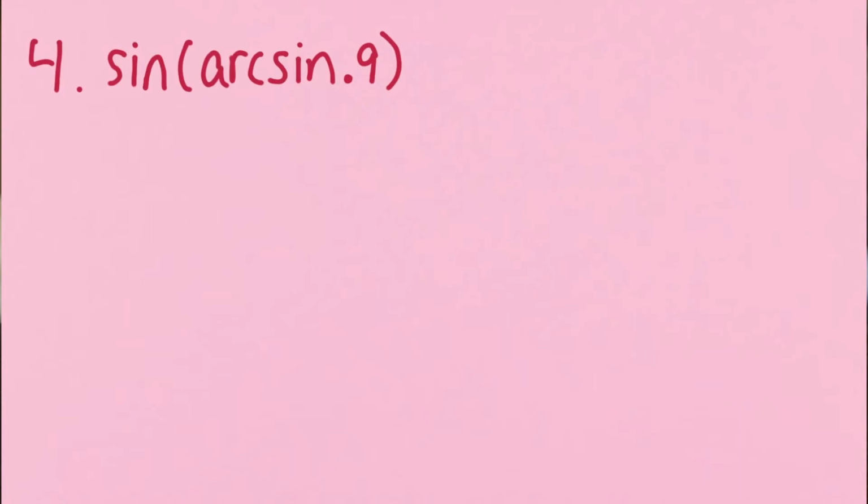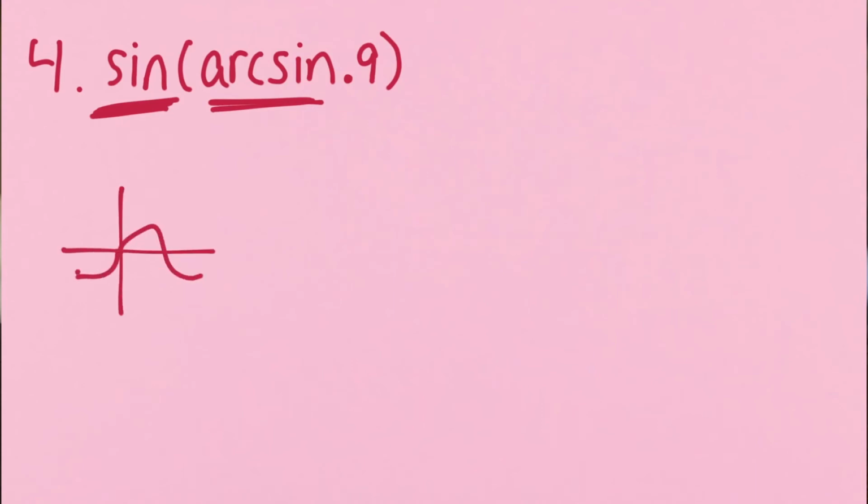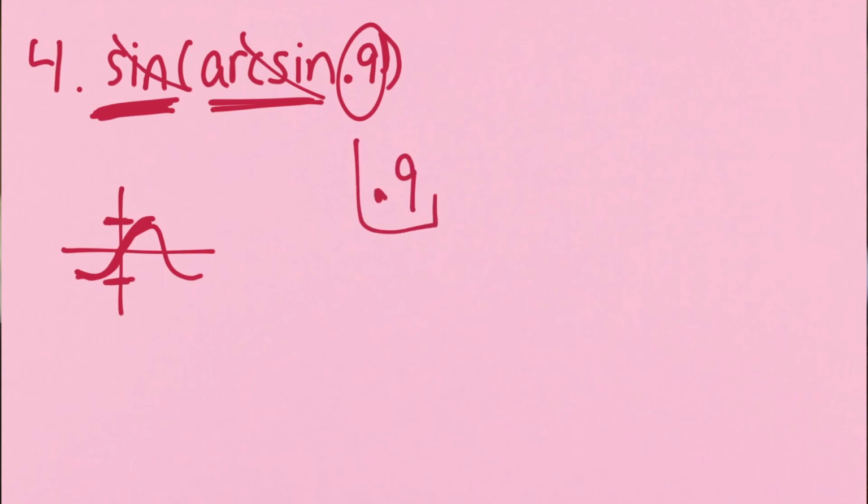Lastly, here's a problem with sine of arcsine. So we have our regular function on the outside and the inverse on the inside. Now, instead of our final answer being an angle, it's going to be a trig ratio. So if we think about the restricted domain of sine, we went from negative pi over 2 to pi over 2. But because our answer is going to be a trig ratio, or the y value on the graph, it's going to be between negative 1 and 1. So if this number is between negative 1 and 1, we can cancel. And it is, so we can cancel, and our answer is 0.9.